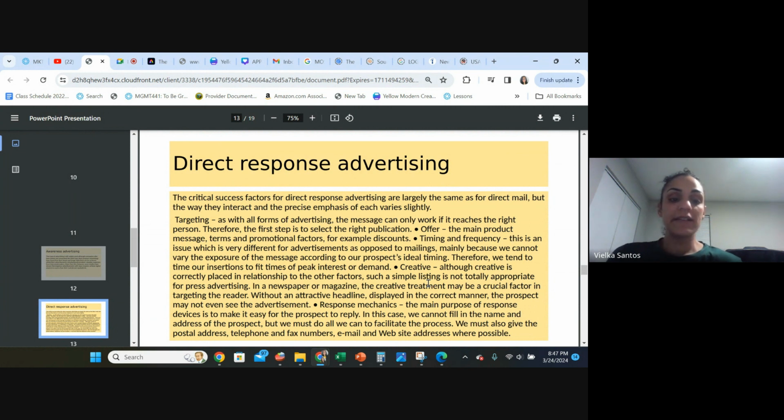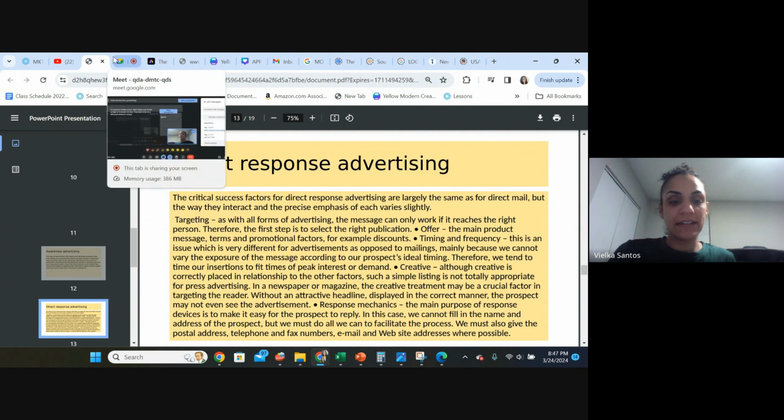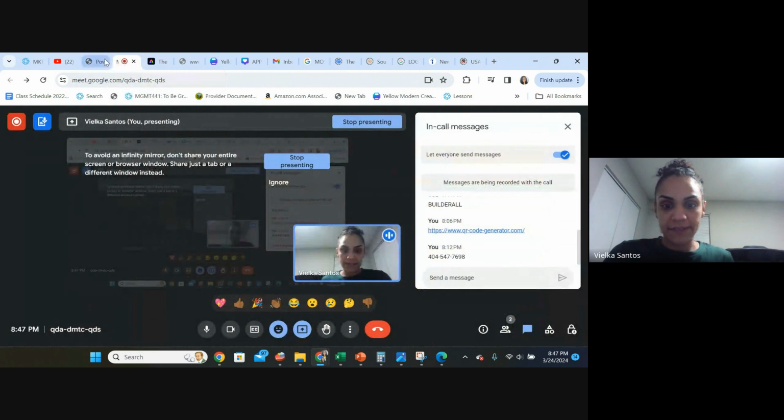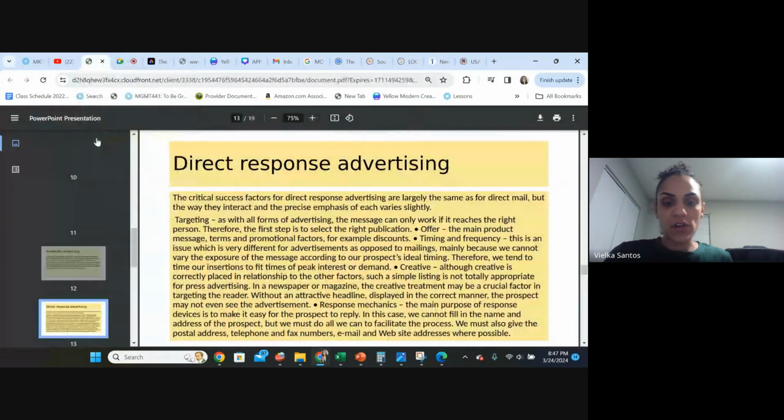Creative. Creative is correctly placed in relationship to other factors, such as simple listing, which is not totally appropriate for press advertising. In a newspaper or magazine, the creative treatment may be a crucial factor in targeting the reader. Without an attractive headline displayed in the correct manner, the prospect may not even see the advertisement.